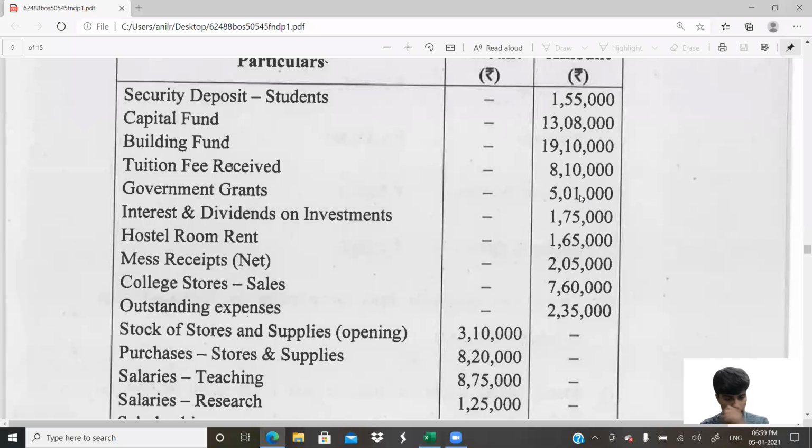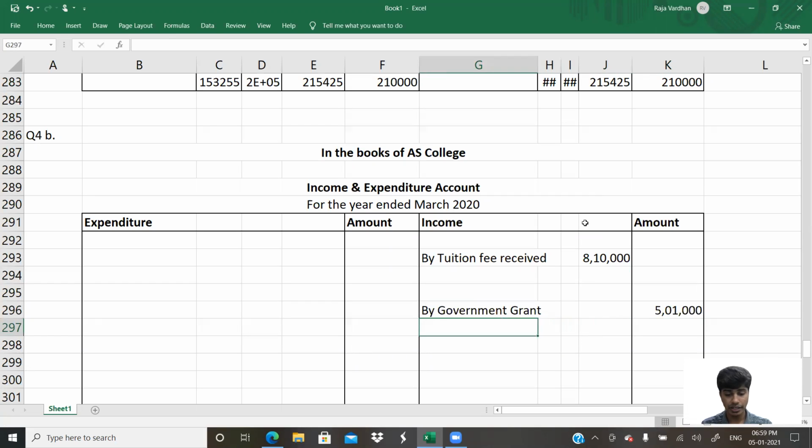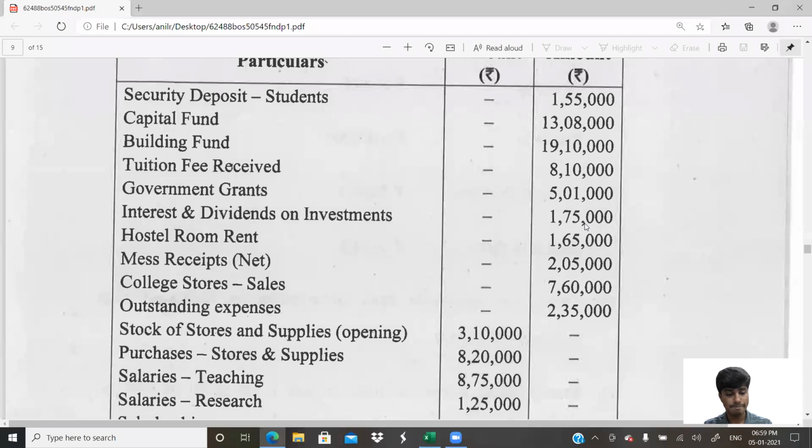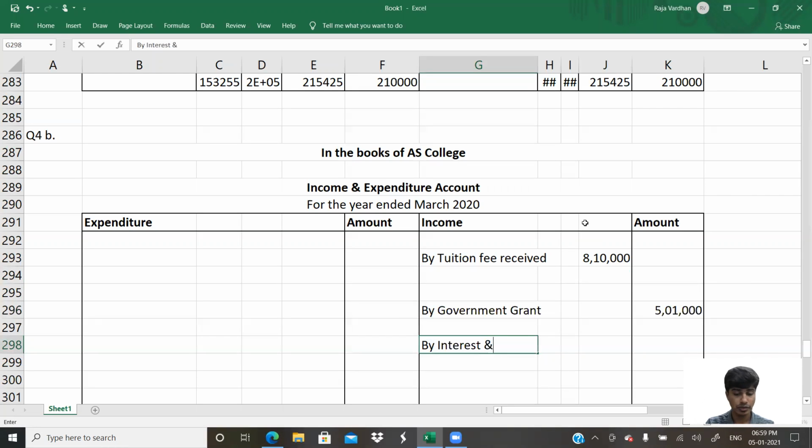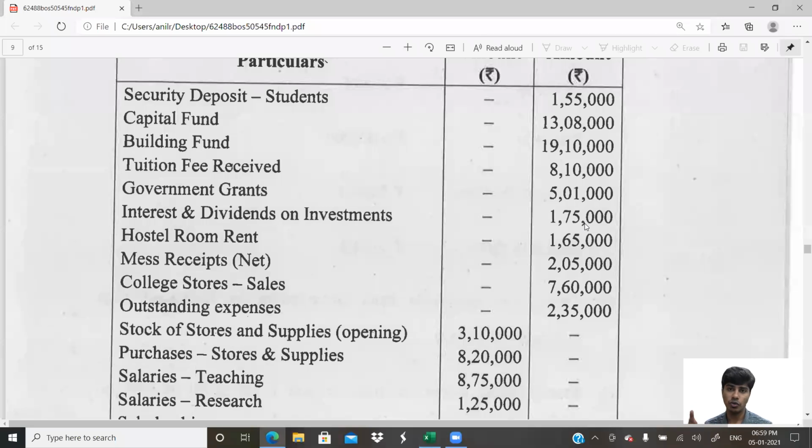Yeah. Next, interest and dividend on investments. This is our income again, 1,75,000. So I'll write here by interest and dividend. What is the amount? Amount is 1,75,000. You're going in the order. That's what I want you to do.